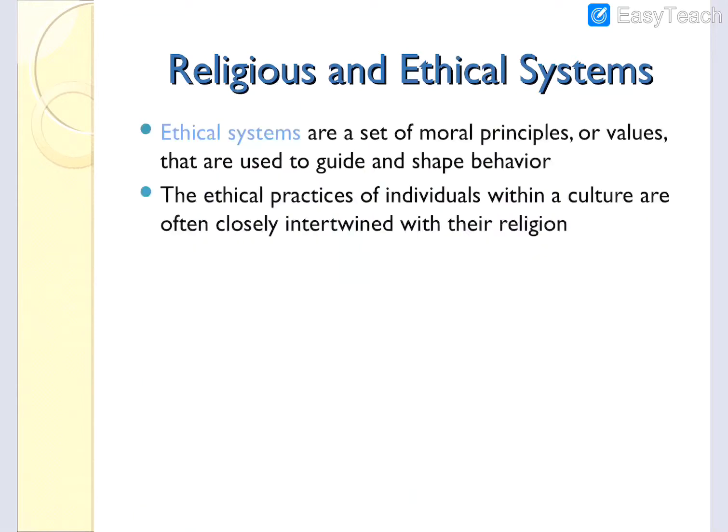Okay, now we go to religion and ethical system. An ethical system is a set of moral principles or values that are used to guide and shape behavior. So, in order to shape your behavior, it is based on your morals, principles, and values. That's what we call an ethical system. The ethical practices of individuals within a culture are often intertwined with their religion, so what we call ethical practice is significantly related with your religion.